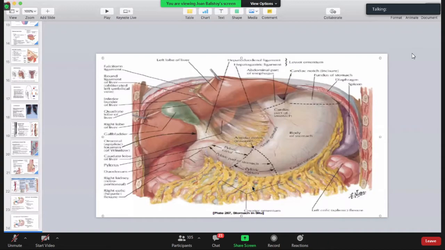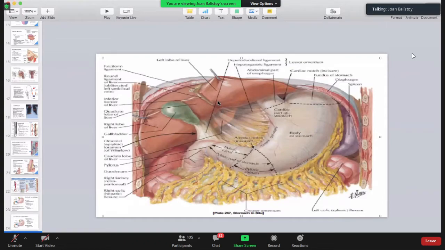Okay? The greater omentum is a prominent 4-layer peritoneal fold that hangs down like an apron to the greater curvature of your stomach here. Okay? While the lesser omentum is also a smaller four-layer peritoneal fold, which connects the lesser curvature of the stomach and the proximal part of the duodenum to the liver. So it connects it to the liver.